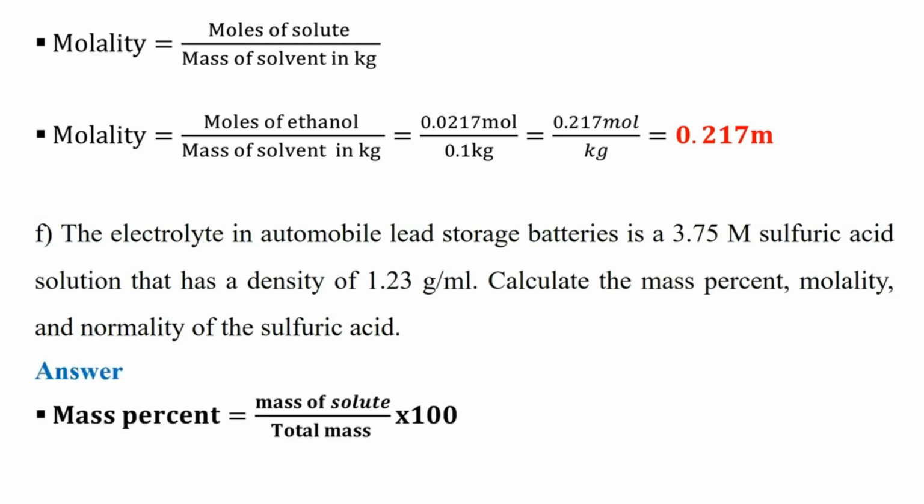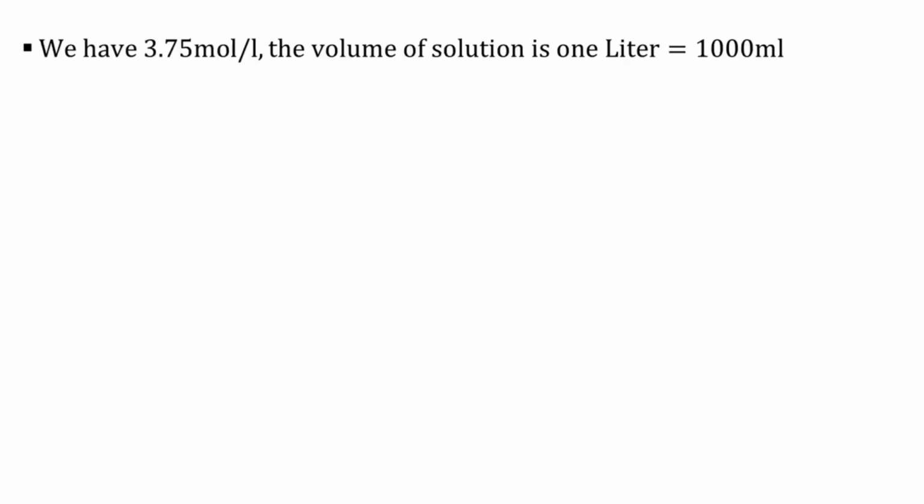We need to calculate the mass percent. Remember we have used the formula for mass percent: mass of solid divided by the total mass, times 100. Do we have the mass of solid? We don't have it, because we have sulfuric acid. We have only the concentration in molarity, but from this concentration we can determine the mass of the solid, or the mass of sulfuric acid. Then the total mass we can find from the mass of solution, because we have the density, and from the density we can determine the mass.